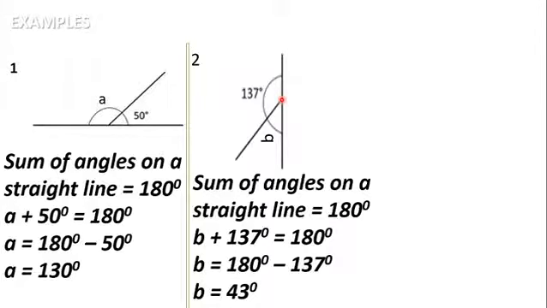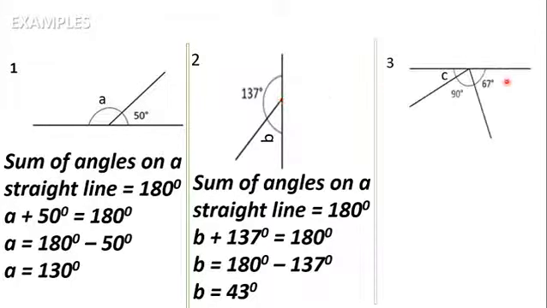So the answer to that is 43 degrees. And last but not the least, I have this diagram. I'm to find the value of angle C. Now the straight line has been divided into three angles. There are two slanting lines that met at the same point on that straight line.